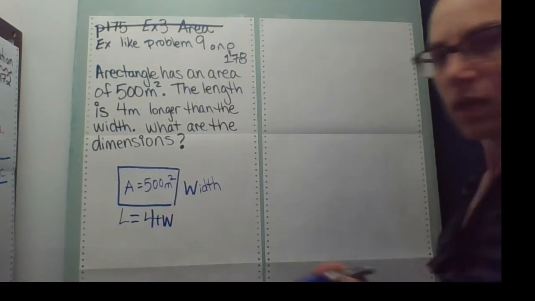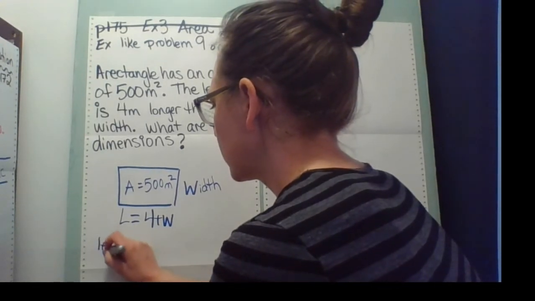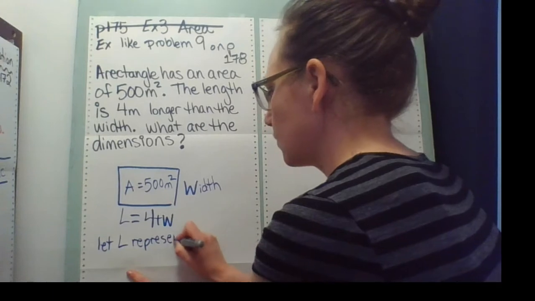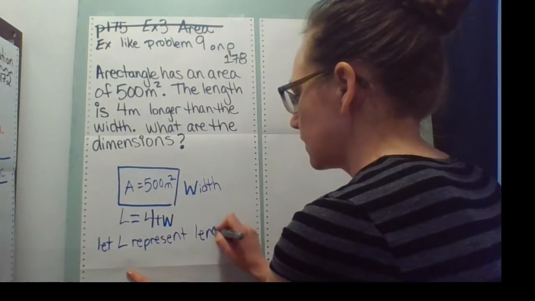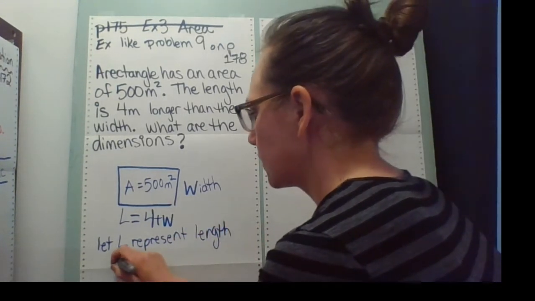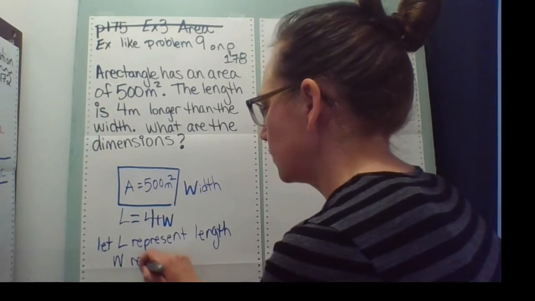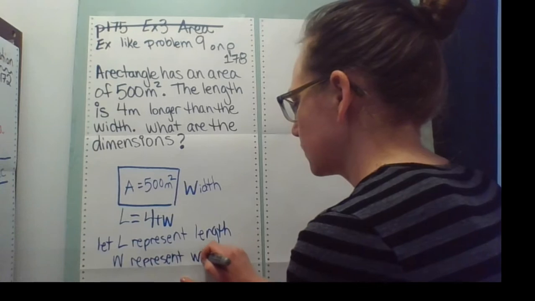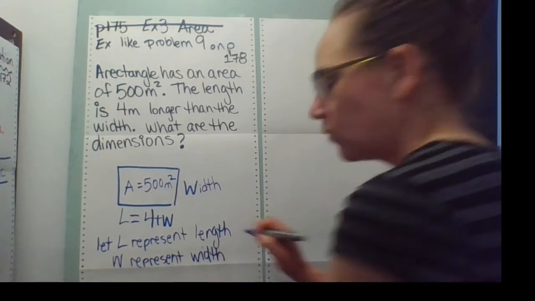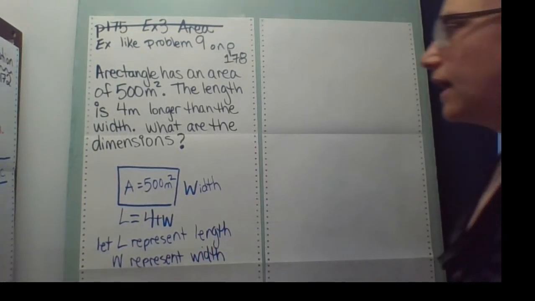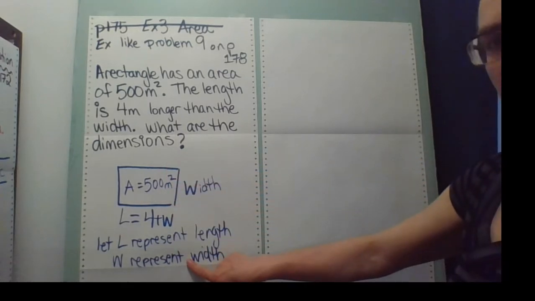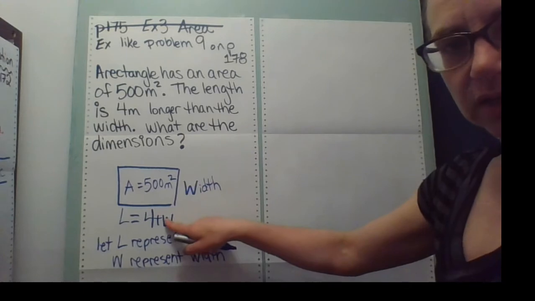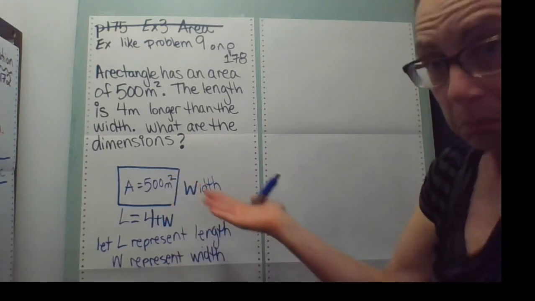Okay, so I'm going to say let L represent length. We're going to let W represent width. Okay, and we want to figure out what these dimensions are. So I know what my area is. I know area of a rectangle is just length times width. So we got this. Yeah?